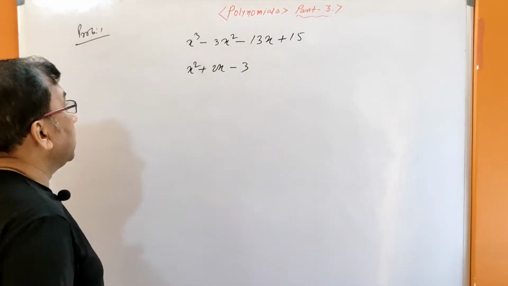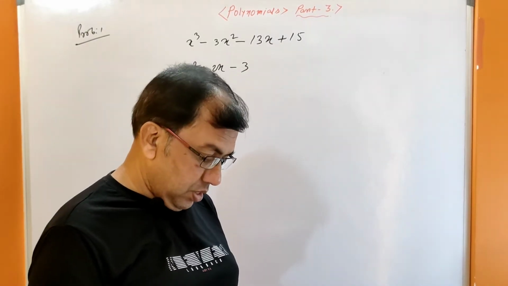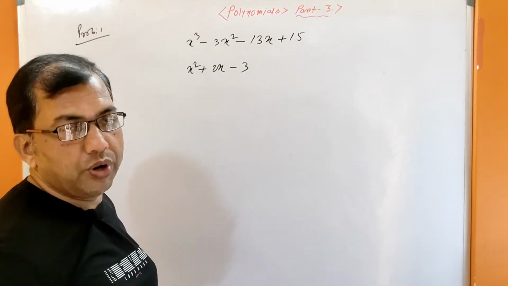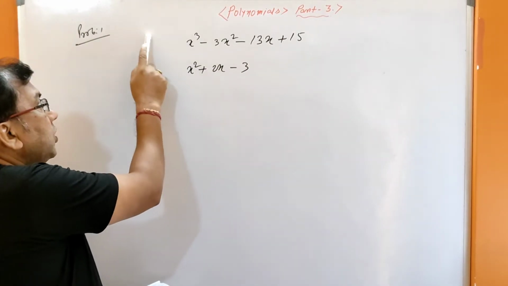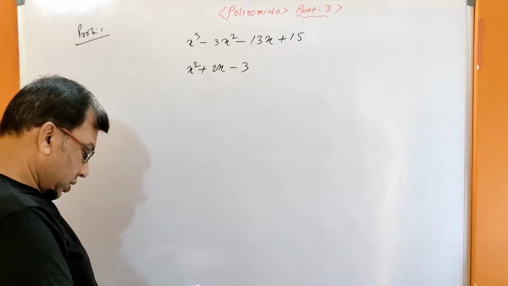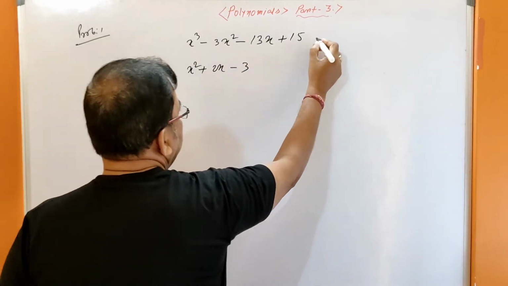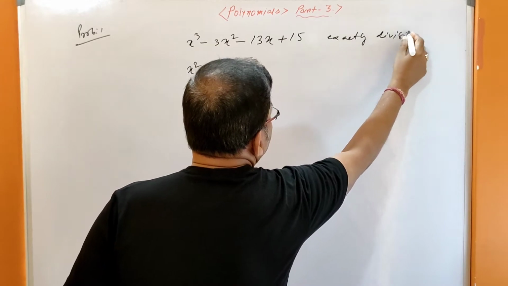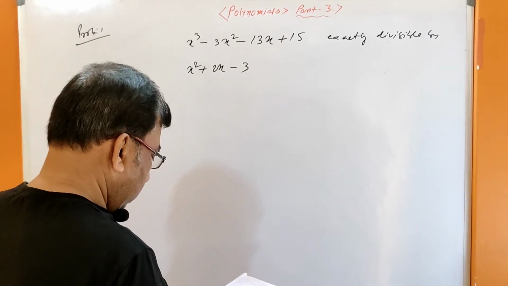This is problem 1. It is most probably exercise 2D, something 15-16 in the old book, and 23-24 in the new book. Without actual division, show that this is exactly divisible by this.